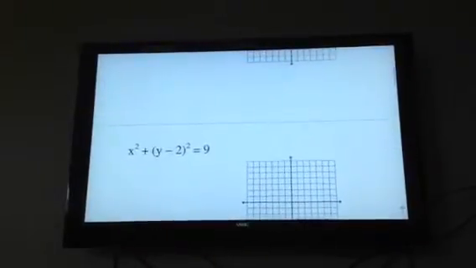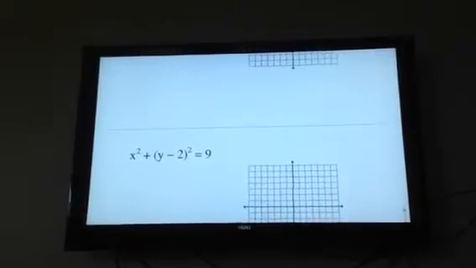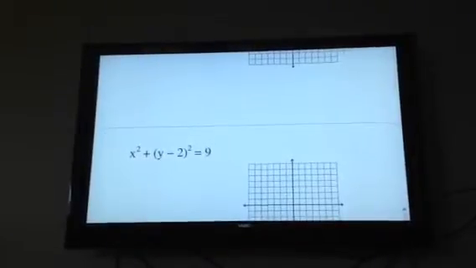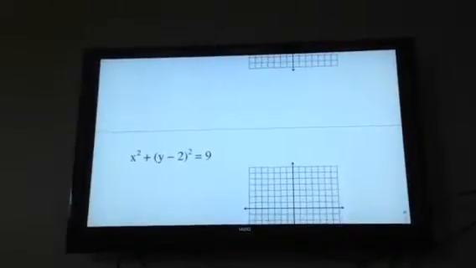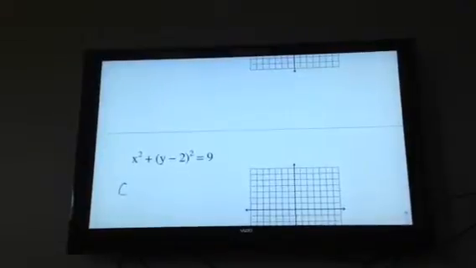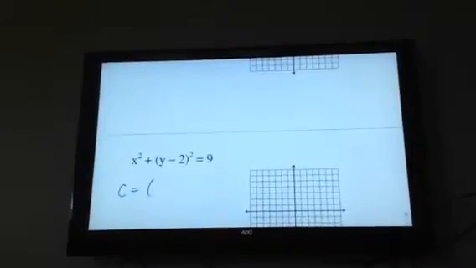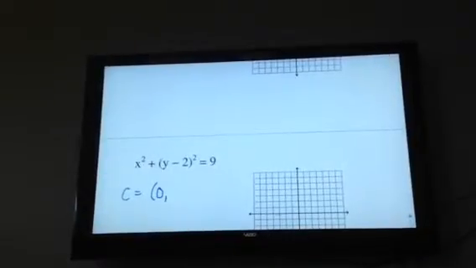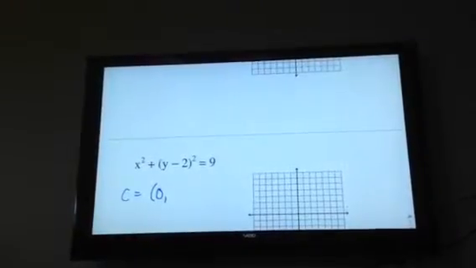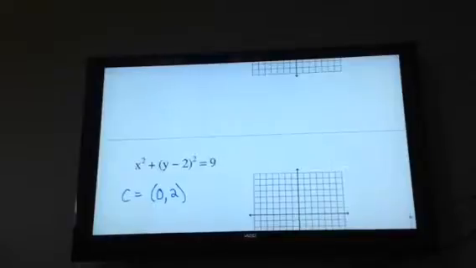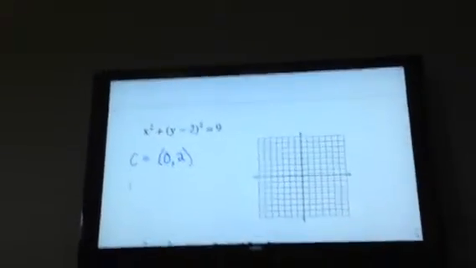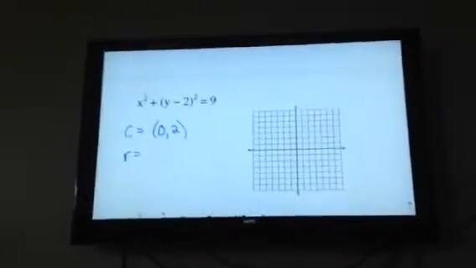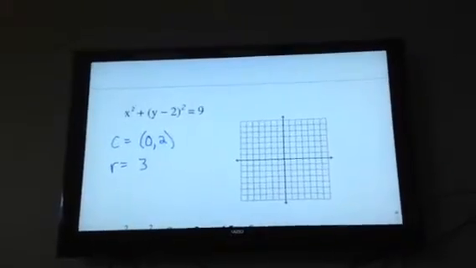Okay, on my next one, you'll notice that there's no parentheses on the x squared. So that means that that value is 0 for my h. And then my k, because it says y minus 2, is a positive 2. So my center is (0, 2). My radius is the square root of that number, which is 3.